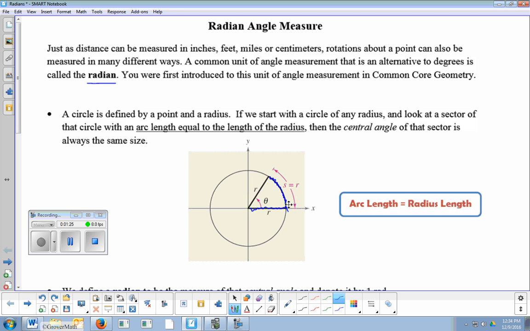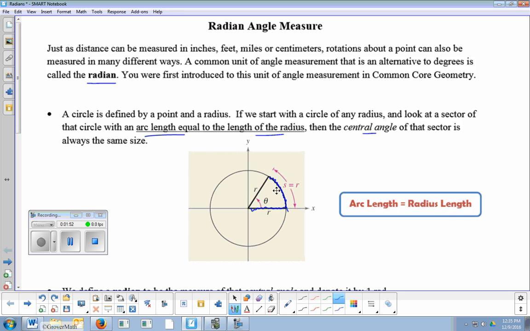And like I said, it comes to about, I'm going to tell you exactly the angle measurement. It's pretty close to 60 degrees. I think it's in the 50s actually, but I'll tell you exactly what it is in a moment. But let me read this to you real quick. A circle is defined by a point and a radius. If we start with a circle of any radius and look at a sector of that circle with an arc length equal to the radius length, then the central angle will always be the same size.